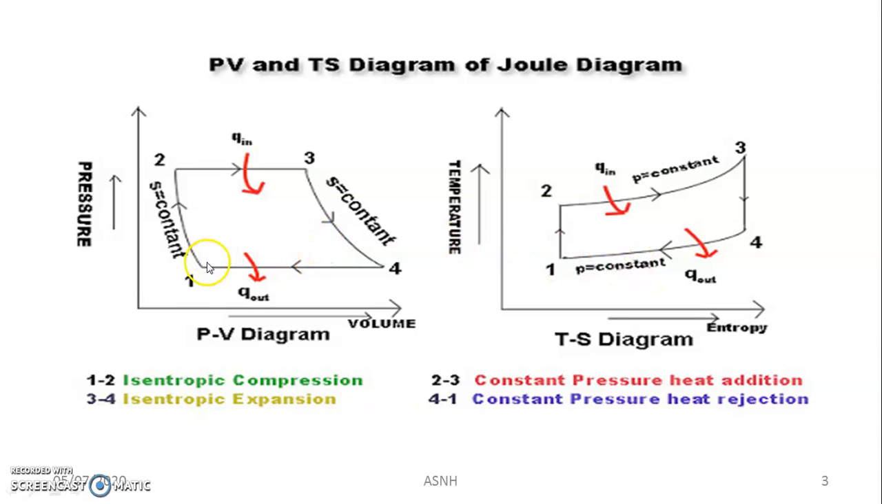So students, let us start with the process 1-2. The name of this particular process is isentropic compression process, and this process happens in the compressor. In an isentropic process, no heat is added and no heat is rejected. Heat addition and heat rejection take place only in the constant pressure processes of the Joule cycle. So this is the most important point.